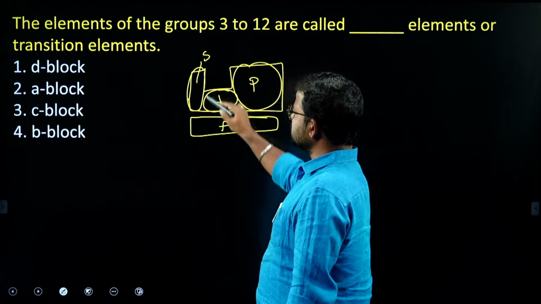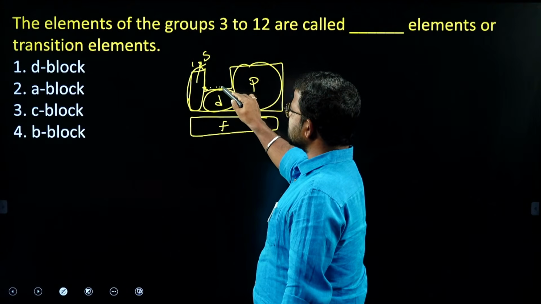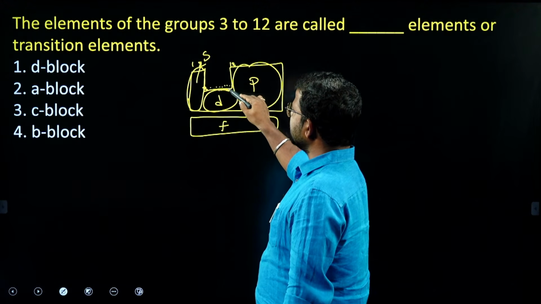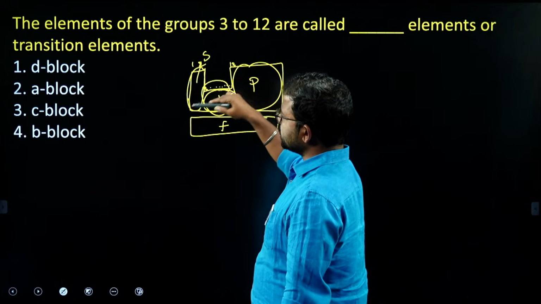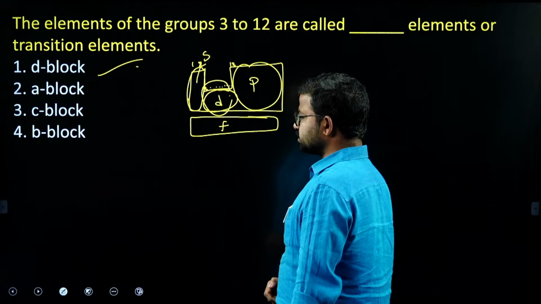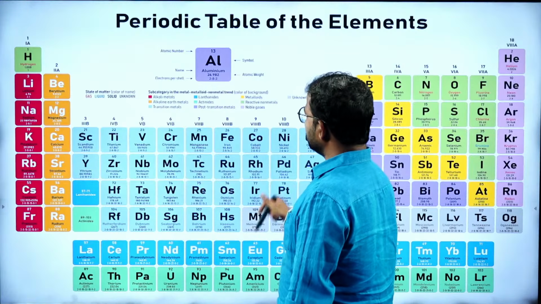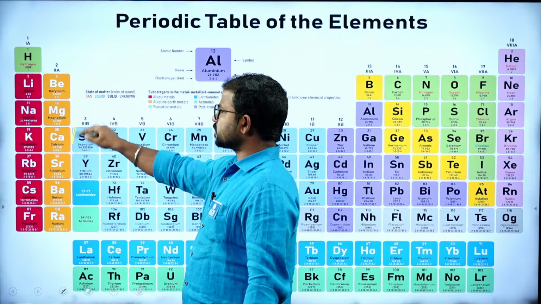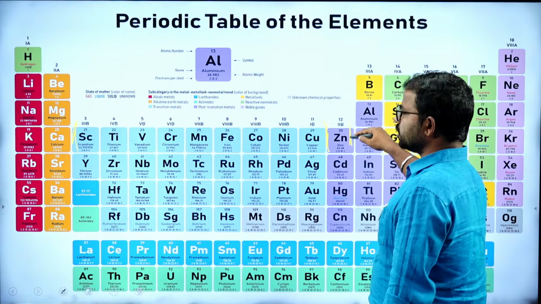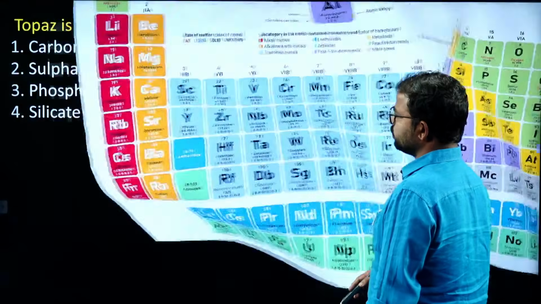Groups 3 to 12 means 1, 2, next here it is 3, so 4, 5, 6, 7, 8, 9, 10, 12. Here it is 13. So these elements are treated as mostly D block elements. That's why, guys, the correct answer is option A, option 1 only. From here to here, scandium to zinc, almost all these elements are treated as D block elements.